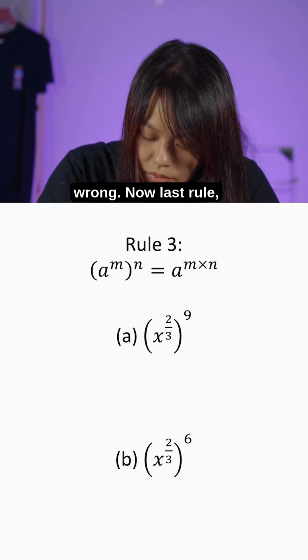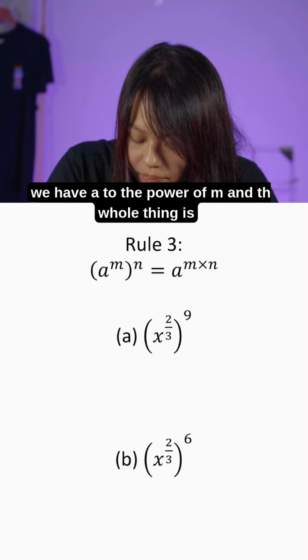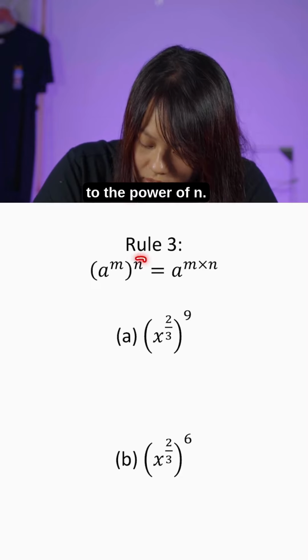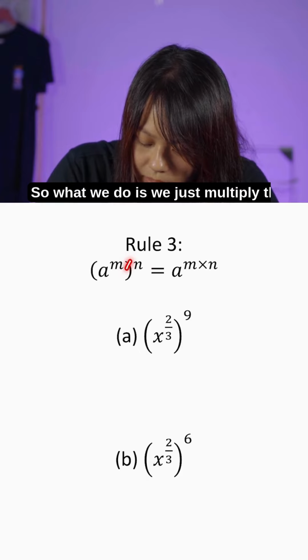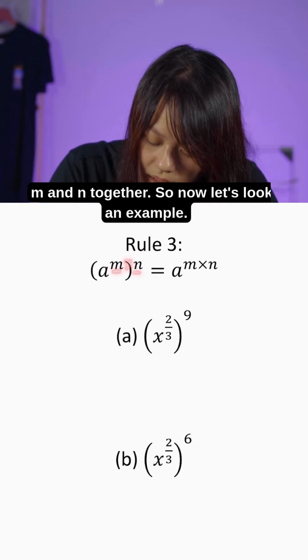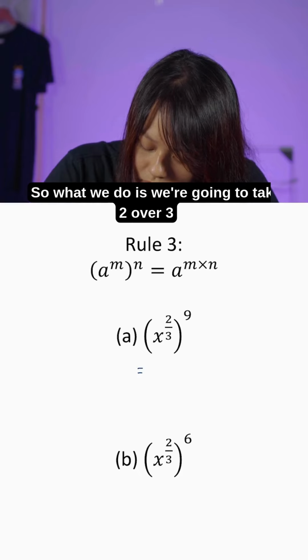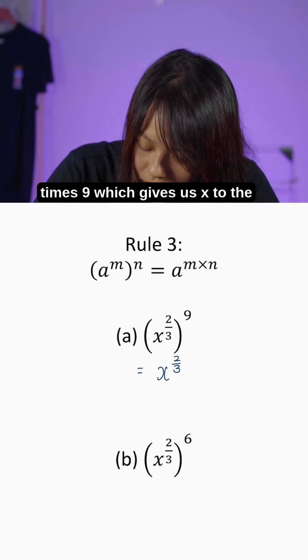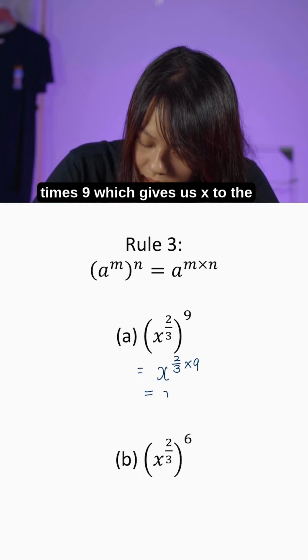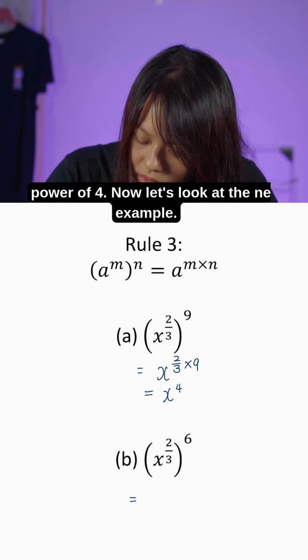Now, last rule, we have a to the power of m, and the whole thing is to the power of n. So what we do is we just multiply the m and n together. So now let's look at an example. So what we do is we're going to take 2 over 3 times 9, which gives us x to the power of 4.